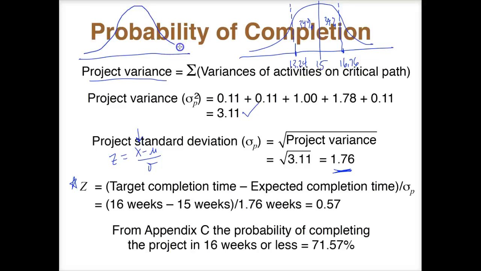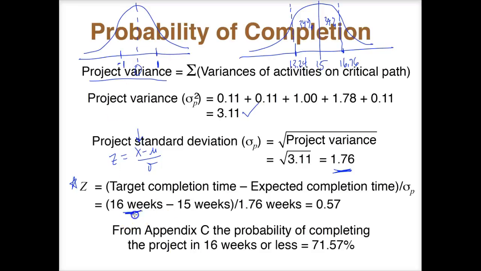So kind of translate here, 15 weeks would be similar to saying a Z score of 0. And here at 16.76 weeks, that would be the same as saying a Z score of 1, because 16.76 weeks here would be exactly one standard deviation above the mean. The 13.24 weeks, that would be exactly one standard deviation below the mean.